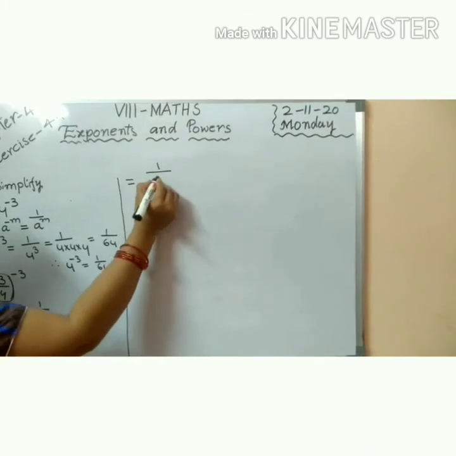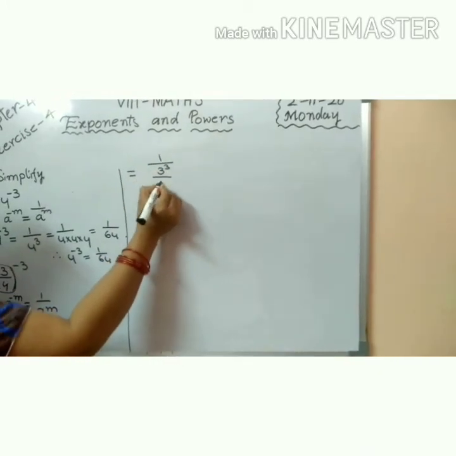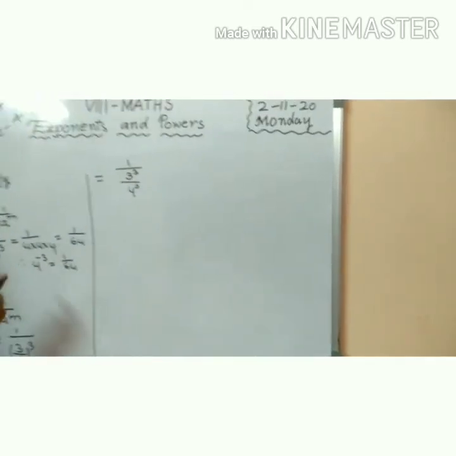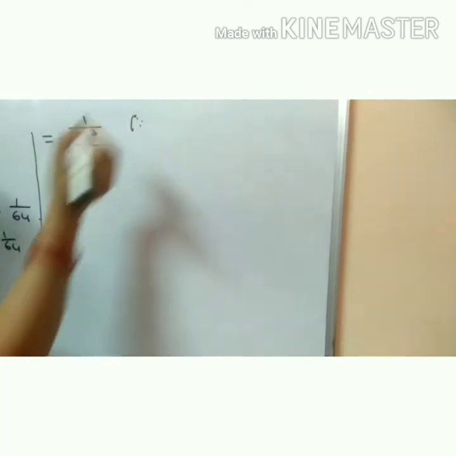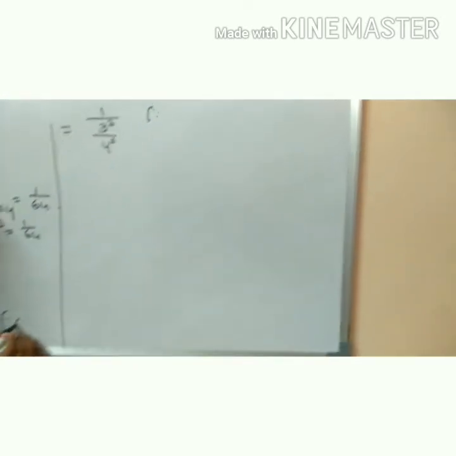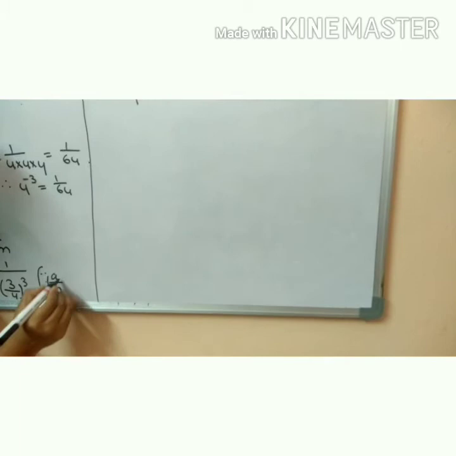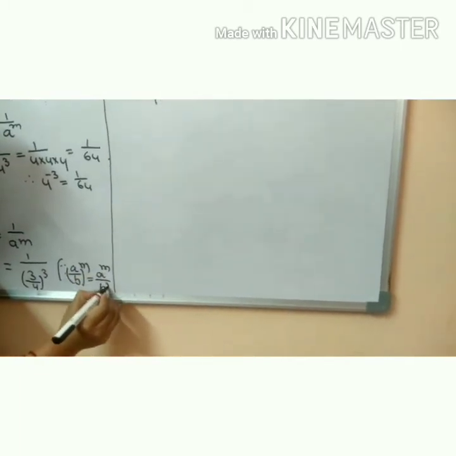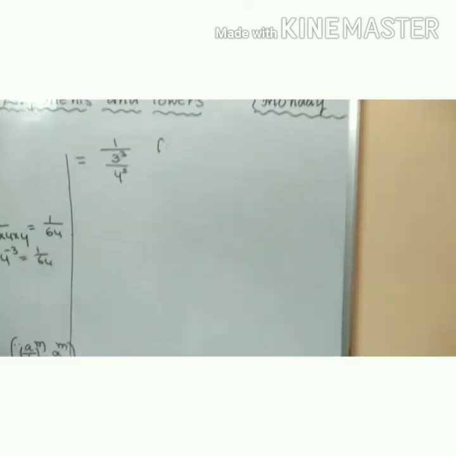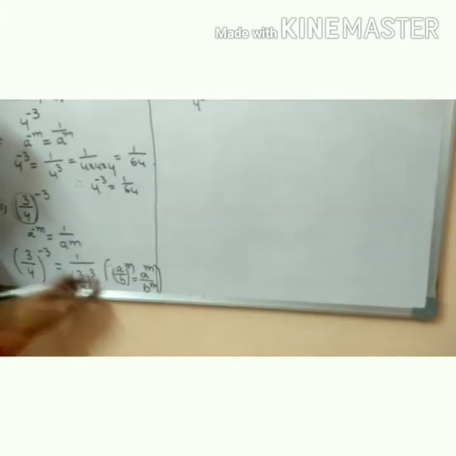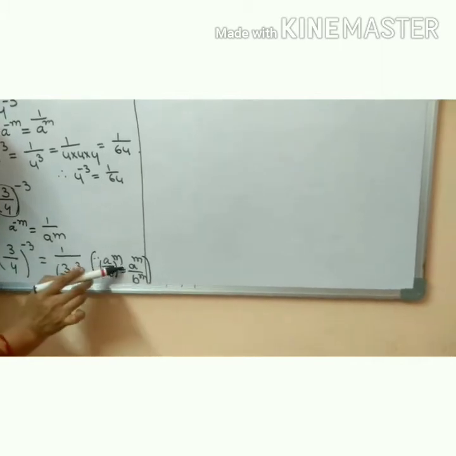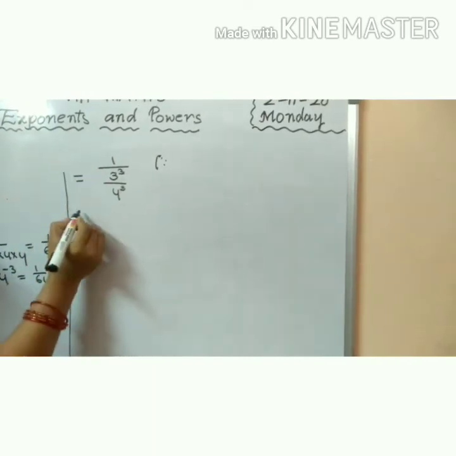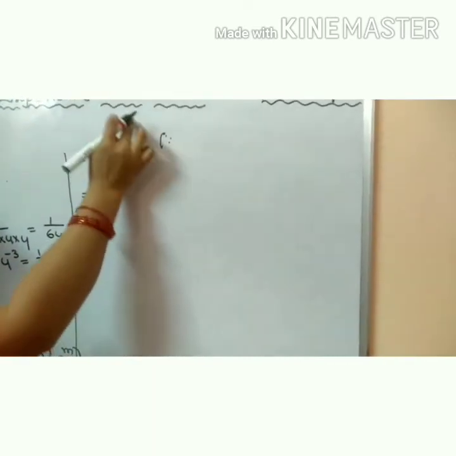So here, 1 by 3 by 4 power 3. I will write here separately: a by b whole power m equals a power m by b power m. Comparing the laws of exponents, a by b whole power m is equal to a power m by b power m. Here it is an inverse, so the fraction is reversed.